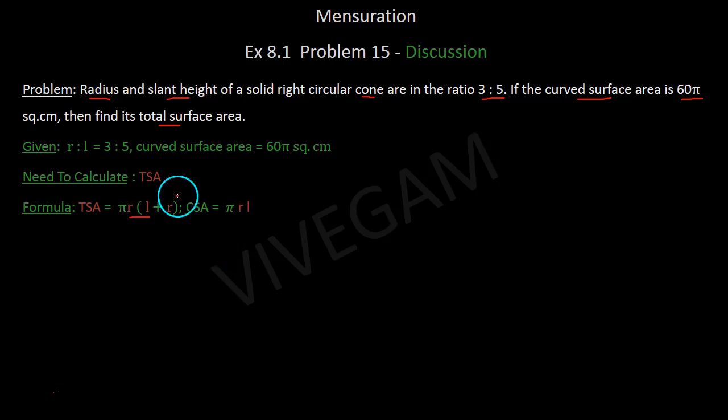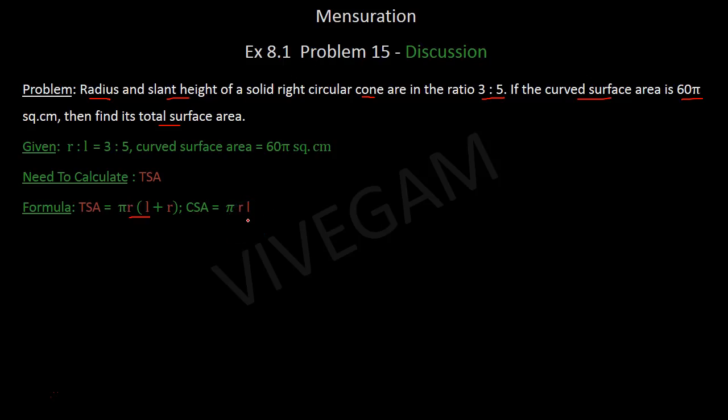Now, what else? This part is given and we are using it, but the curved surface area we have not used. So let's write the formula for that. Curved surface area is pi RL. This we know, but again, R and L are not known. So we have two equations, one from this formula and one from that formula. So we should be able to calculate it.